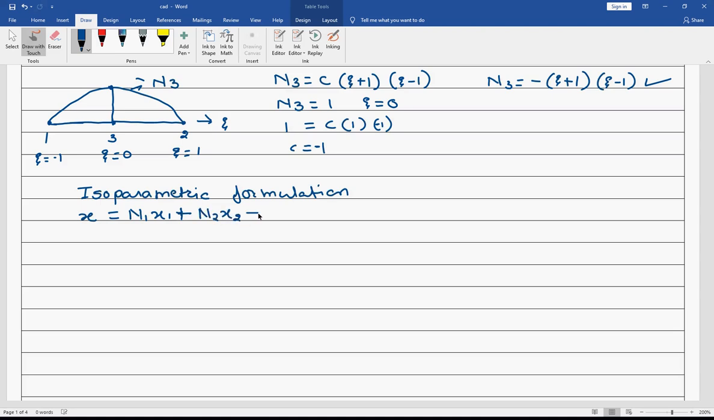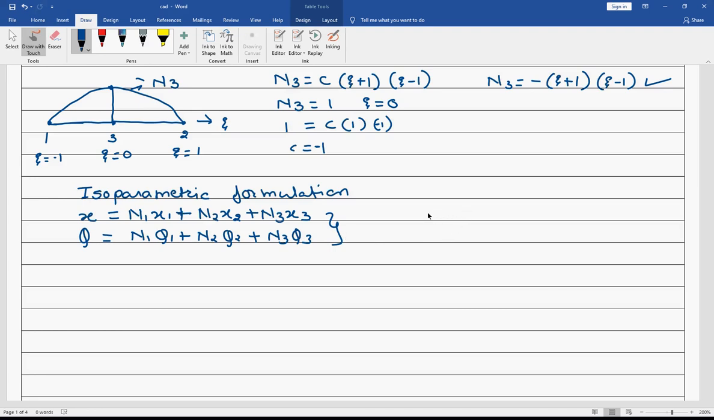N2 x2 plus N3 x3. Okay, similarly for Q, that is displacement, I am going to write the same formulation: N1 q1 plus N2 q2 plus N3 q3. So they are of the same order of polynomial, that is quadratic. Three points are there, so they are quadratic polynomials, and I could say this is isoparametric formulation.